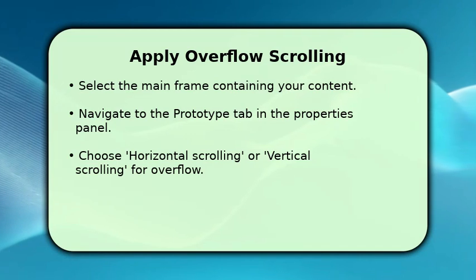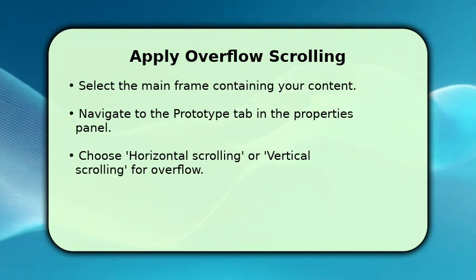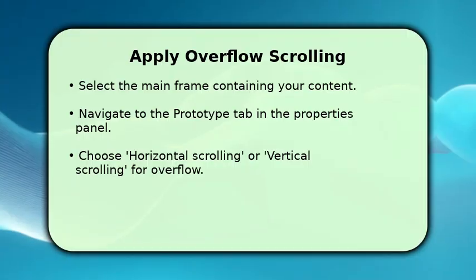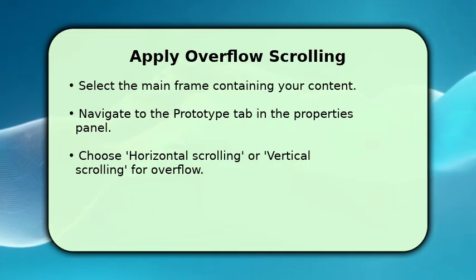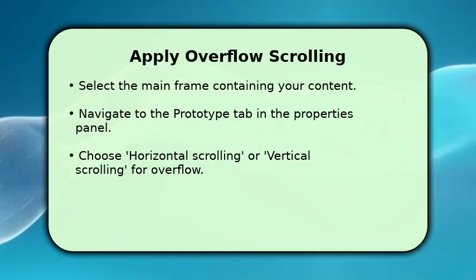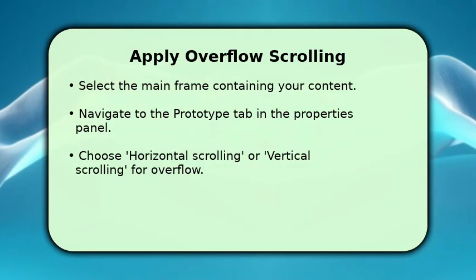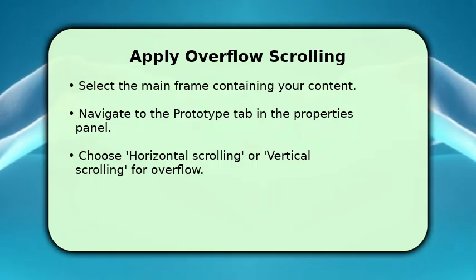Now, let's implement the actual swipe functionality. Select your main frame, the one containing all your overflowing content. Head over to the Prototype tab in the right-hand Properties panel. Under the Overflow Scrolling section, you'll find options. Choose either horizontal scrolling for side-to-side swiping or vertical scrolling for up and down movement. This setting tells Figma how to handle content that exceeds the frame's visible area, enabling the interactive swipe.